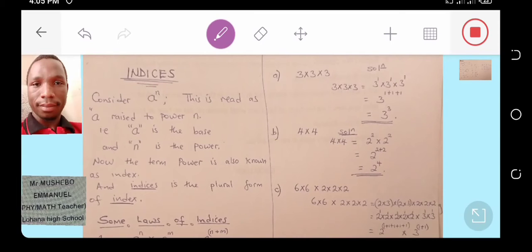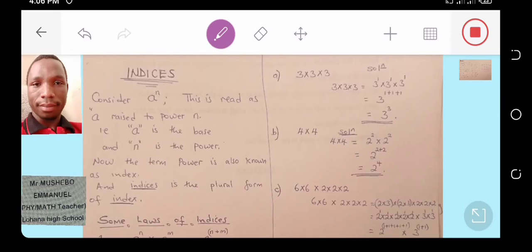We begin by saying consider a to power n. This is read as a raised to power n, i.e. a is the base and the n is the power. We all know this from primary work.